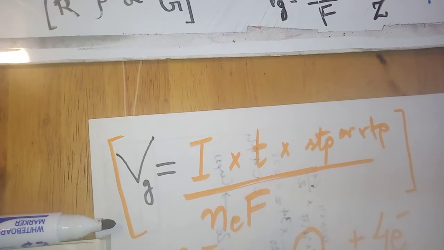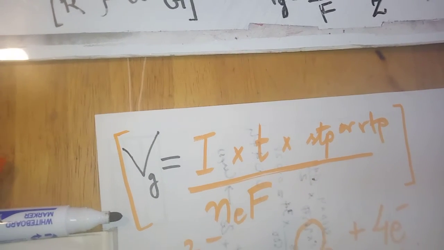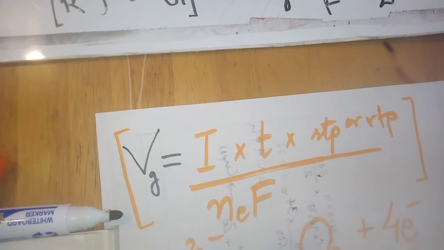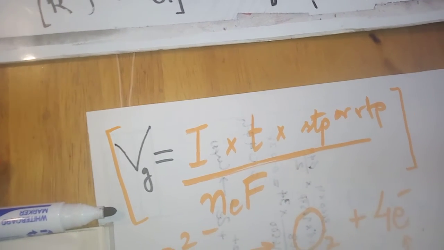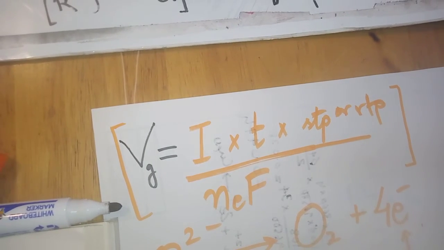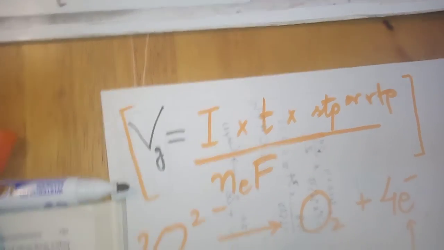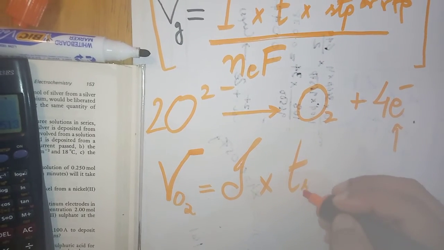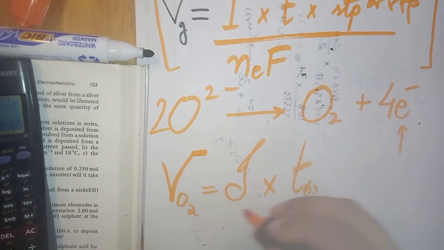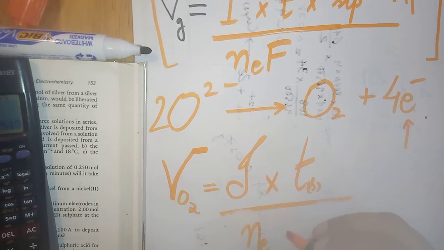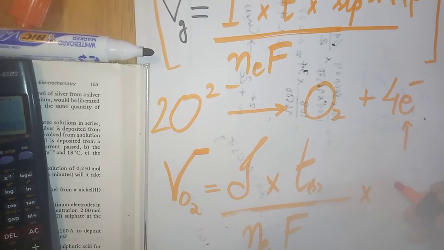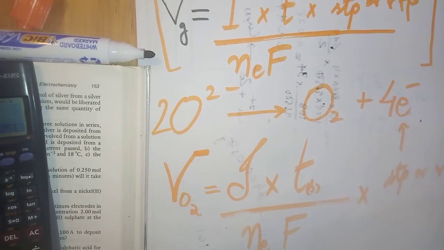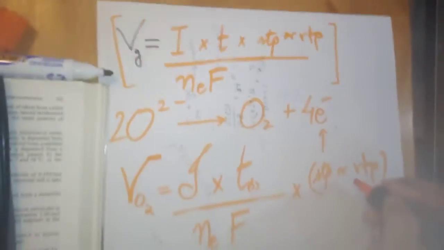So let me just repeat the volume for any gas released at any electrode. It'll be volume of any gas released at any electrode equals current times time in seconds, divided by number of moles of electrons times Faraday constant times STP or RTP. So that's that.